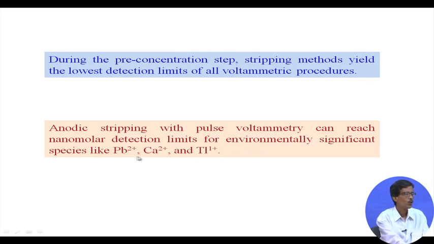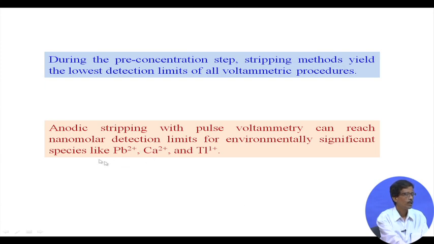So, these are three heavy metal ions: lead, bivalent cadmium and monovalent thallium. They are very important in the environment, and their presence there is very problematic. If we want to detect them at very low concentration, because in the environment you do not get a molar, decimolar or millimolar concentration, it goes beyond micromolar and reaches nanomolar, in the range of 10 to the power minus 9 molar.